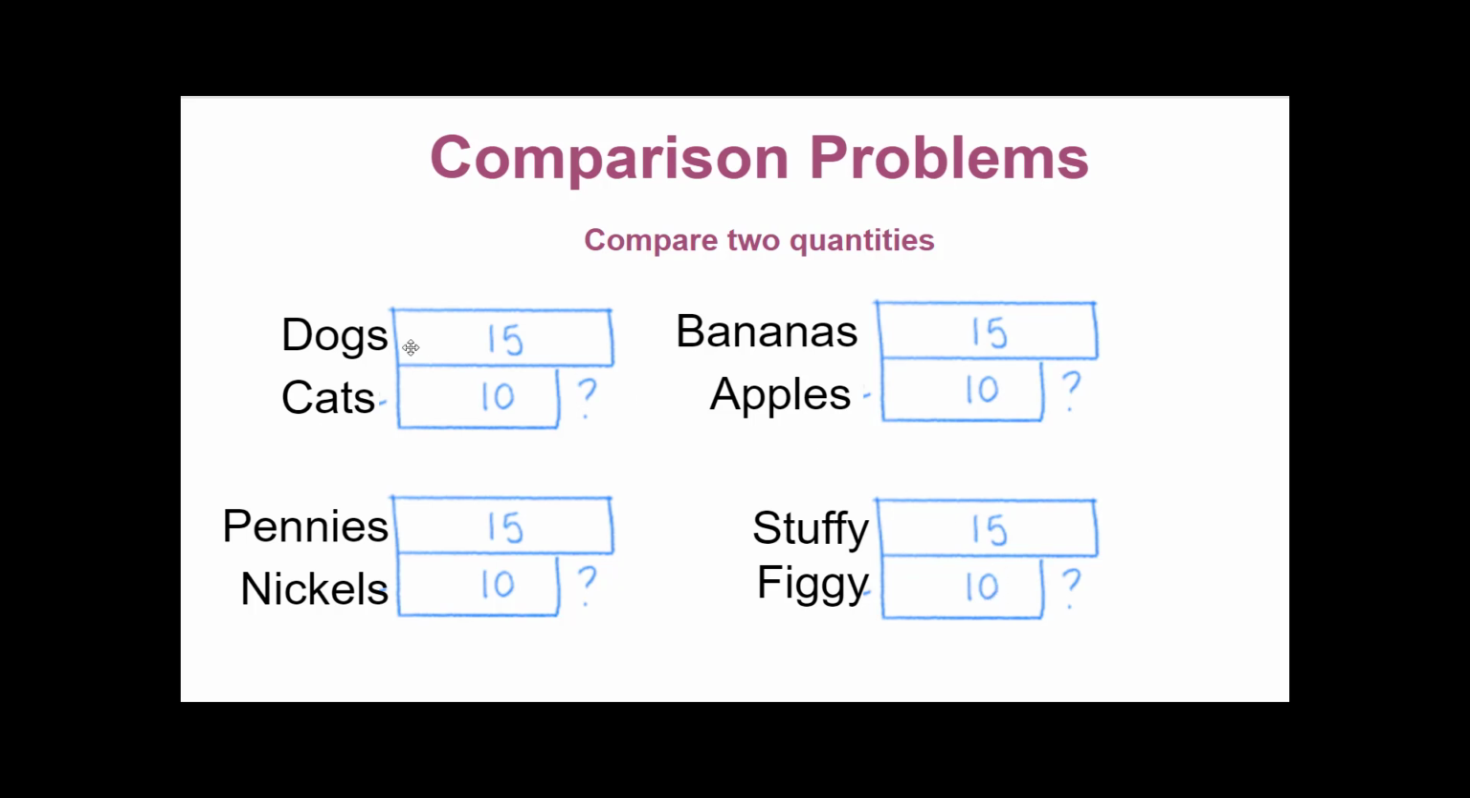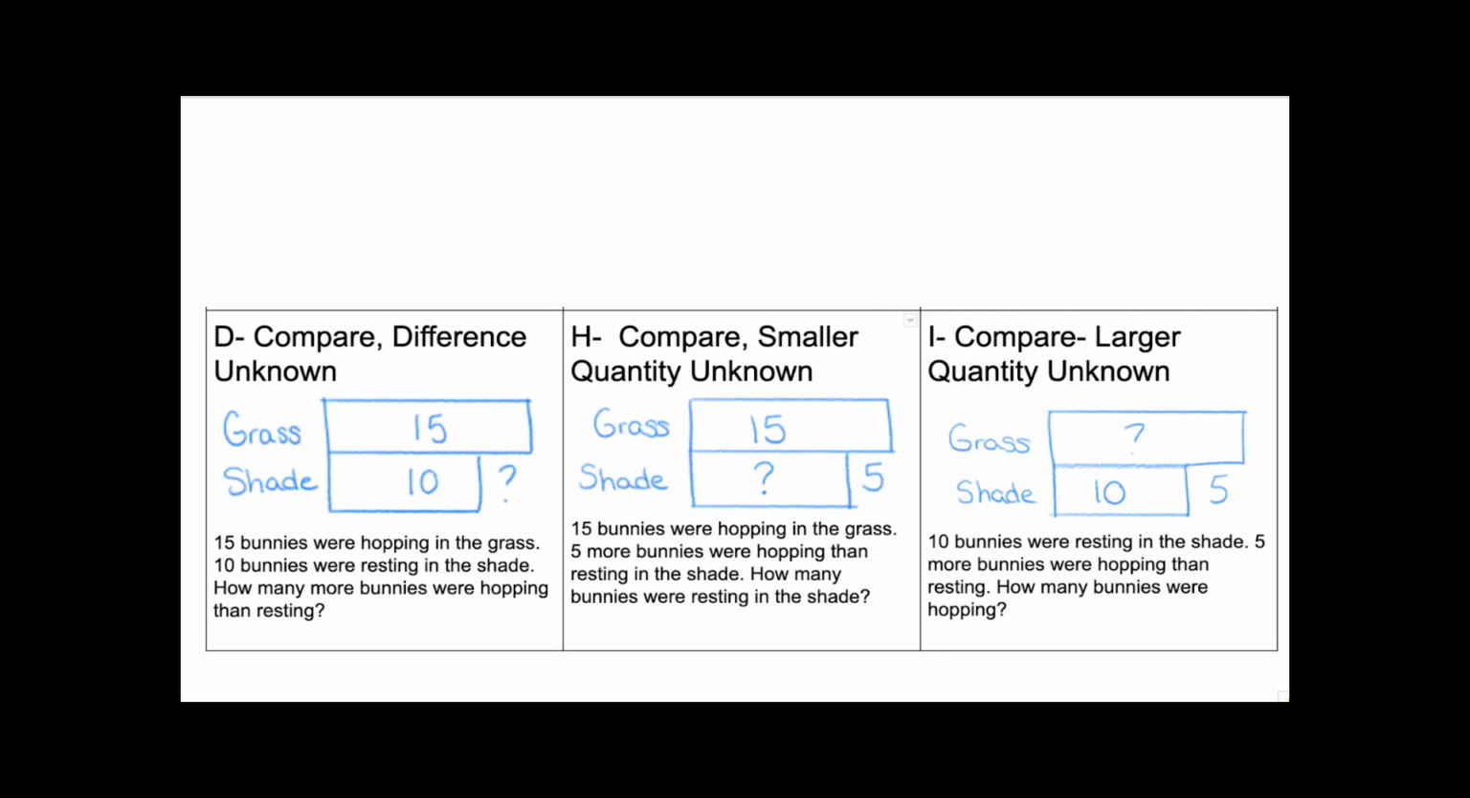I could do the same with dogs and cats. I could say that my dog is 15 inches long and my cat is 10 inches long. How much longer is a dog than a cat? Okay. Notice in each of these, I'm comparing quantities. You learned earlier this week that there are 3 types of comparison problems. We were just looking at a difference unknown problem type. Also realize that there are 2 other problem types.